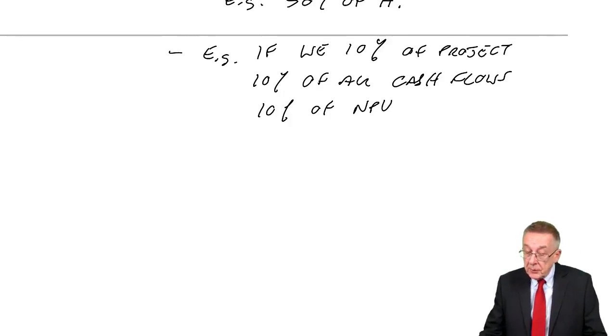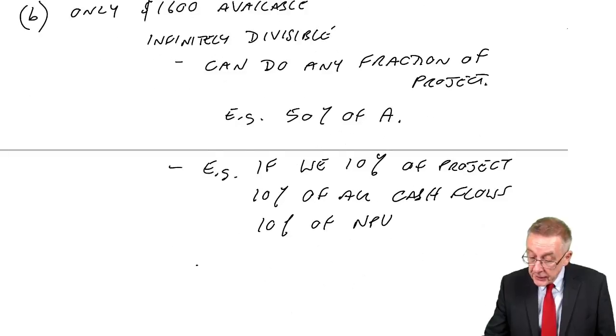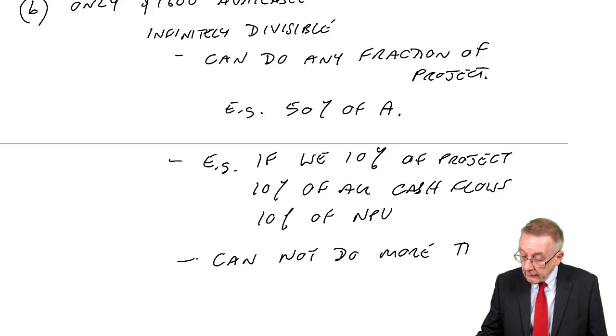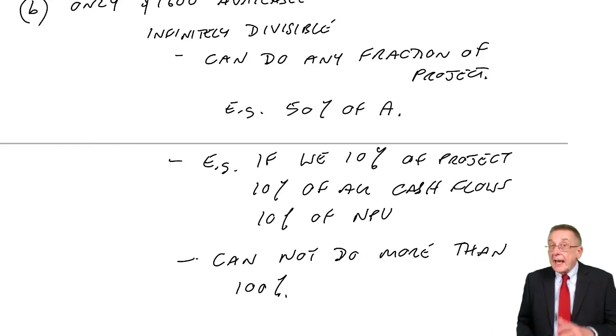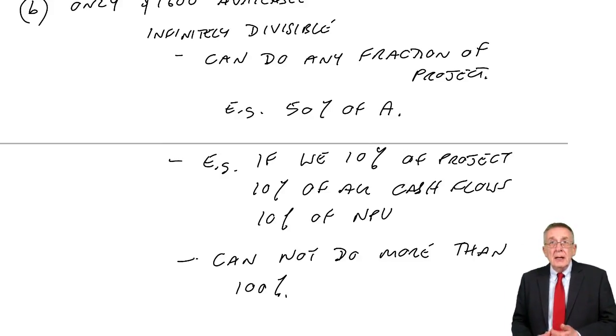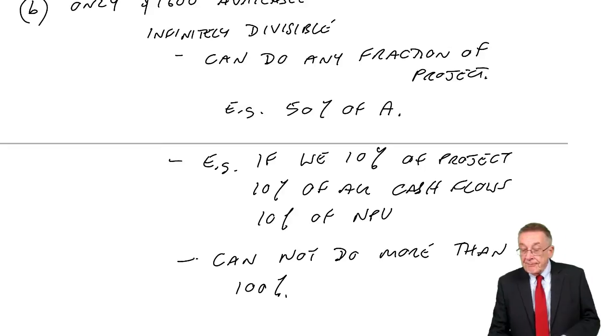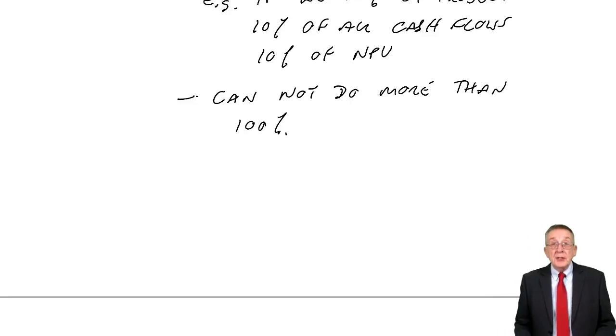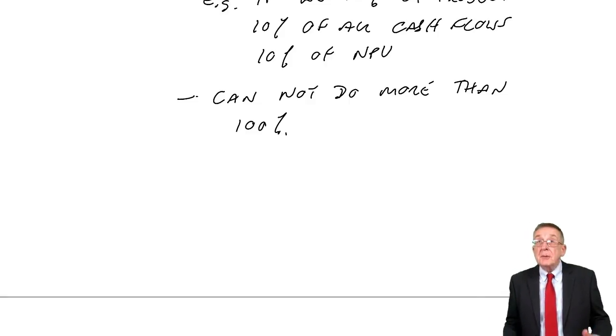And finally, with infinitely divisible, although we can do any fraction of a project, we cannot do more than 100% of each project. So I can do half of A if I want, but we can't do two A's. The maximum we can do of A is 100%. So there's the situation in B. The question is again, how are we going to invest the 1,600 available so as to get the highest possible NPV?